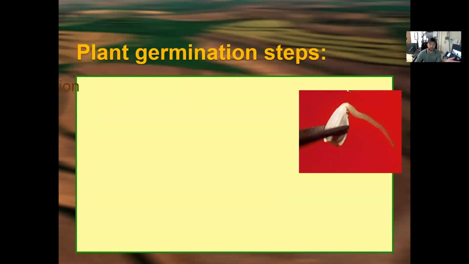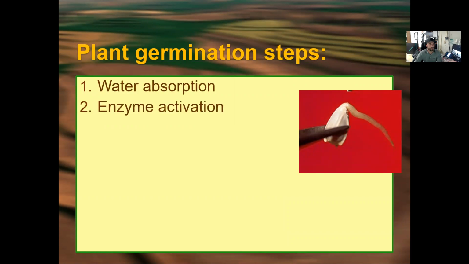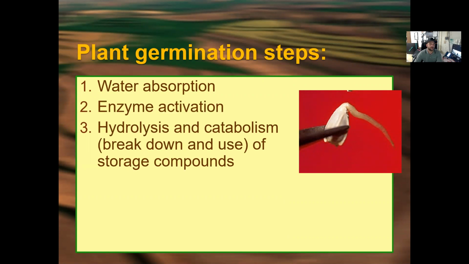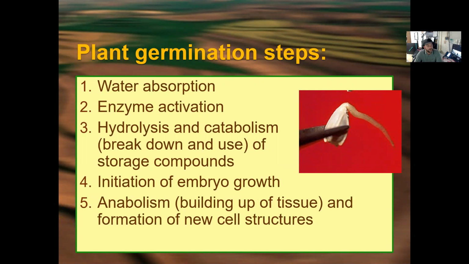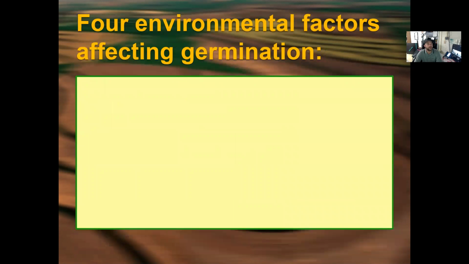So, plant germination steps: water absorption, enzyme activation, hydrolysis and catabolism, which is the breakdown and use of storage compounds. Initiation of embryo growth, and anabolism, which is the building up of tissue and formation of new cell structures. And finally, emergence of the seedling.